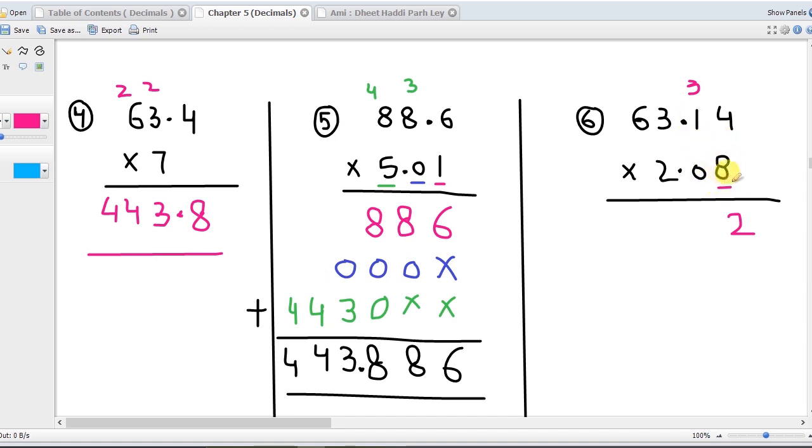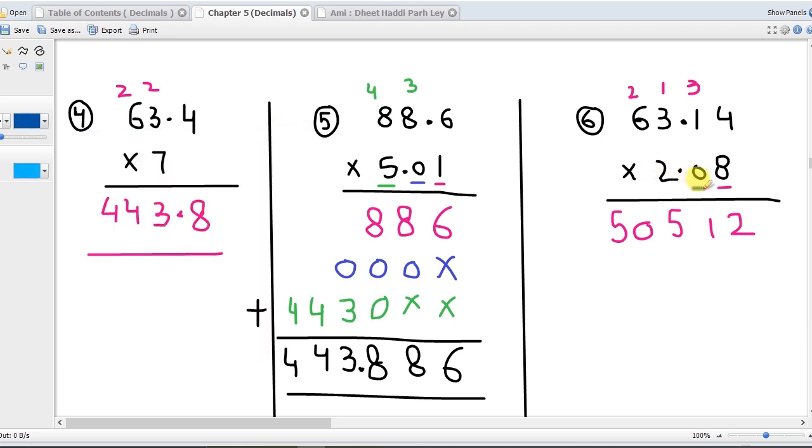So just focus on this 8 digit. Forget about these 2 digits, right? You have to multiply all these values with this 8. 1 times 8 is 8 plus 3 is 11. 1 goes on carry. 3 times 8 is 24 plus 1 is 25. 2 goes on carry. 6 times 8 is 48 plus 2 is 50. We are done. Okay, now let's just move on to the next.